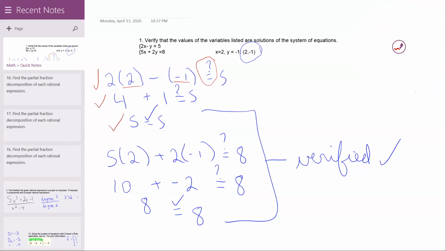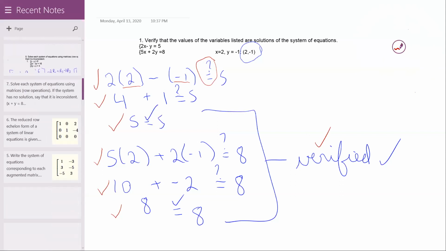For the second one, we plug in the same values, but for the second equation. So right here, we're plugging in 2 and -1, simplifying, we get 8 equals 8, it's verified. If we get an answer that says like 4 equals 7, then it's not a solution. But here, since it says verify, that means it is a solution, which means if you get something different than this, then that means you did something incorrectly.